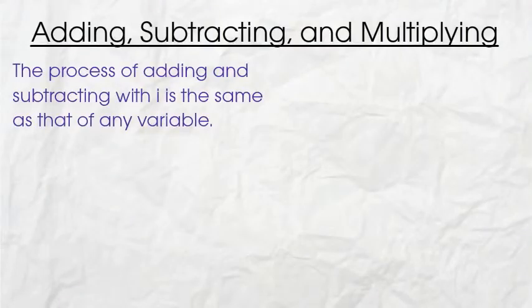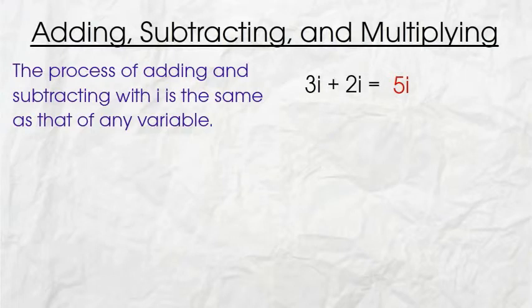Adding, subtracting, and multiplying. The process of adding and subtracting with i is the same as that of any variable. For example, 3i plus 2i is the same as if you were just to say 3 plus 2. Therefore, the answer would be 5i.